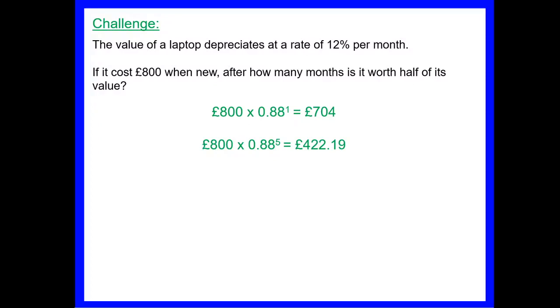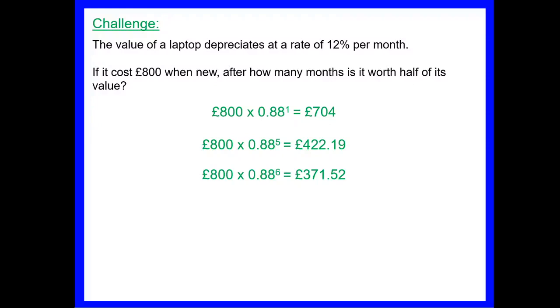Our calculation now, 800 times 0.88 to the power of 5 is £422.19. So I'm much closer now. As I'm much closer, I don't want to jump too many months ahead because I might miss out the right one. So let's try 6 months. Timesing it then by 6 months, we get £371.52. Okay, there are no months in between 5 and 6. I can see that 5 months is over the value I wanted, 6 months is under. So somewhere between 5 and 6 months, it ends up worth half its value.